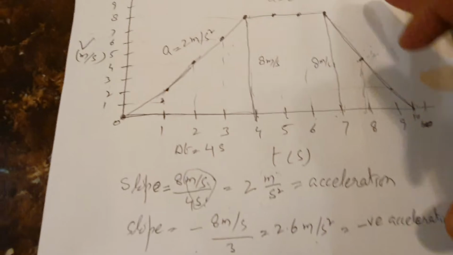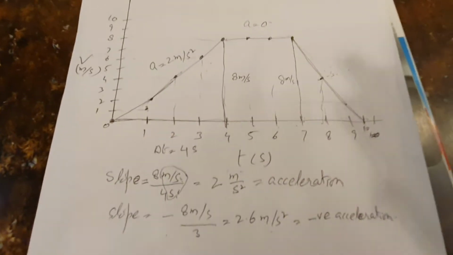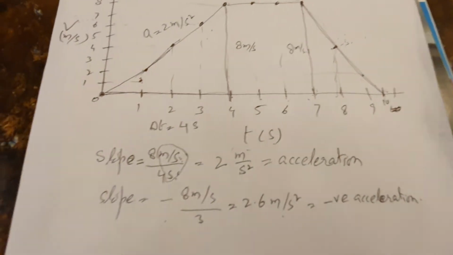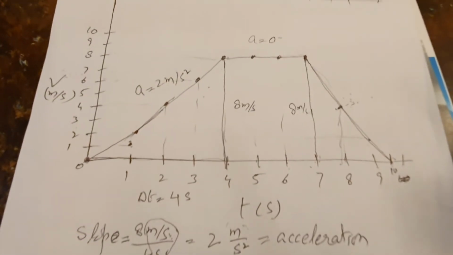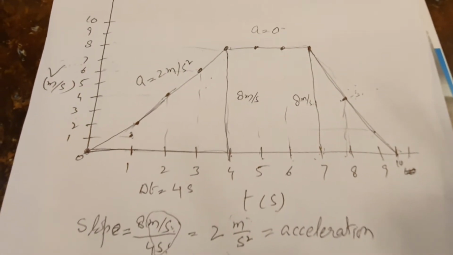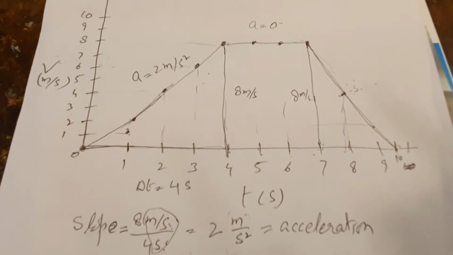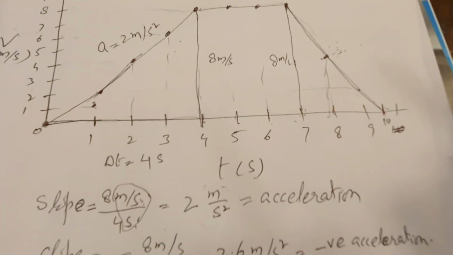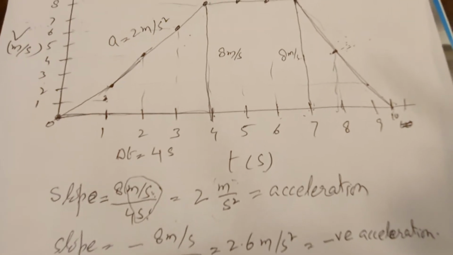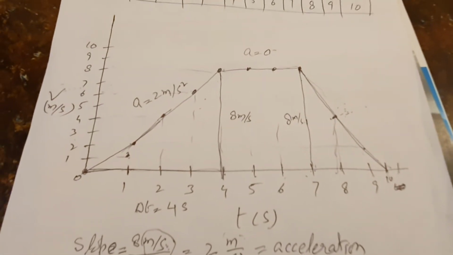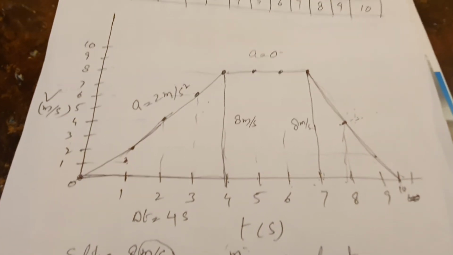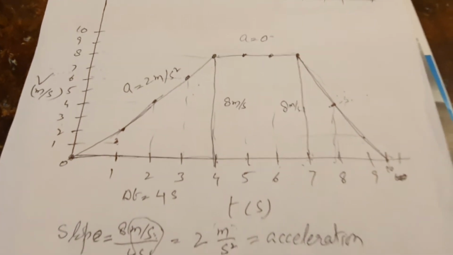So this is the description of the velocity time graph. Remember that for our course we are limited to the constant acceleration. We are not going to discuss average acceleration or instantaneous acceleration. That you will study next semester, of course, if you pass this semester.